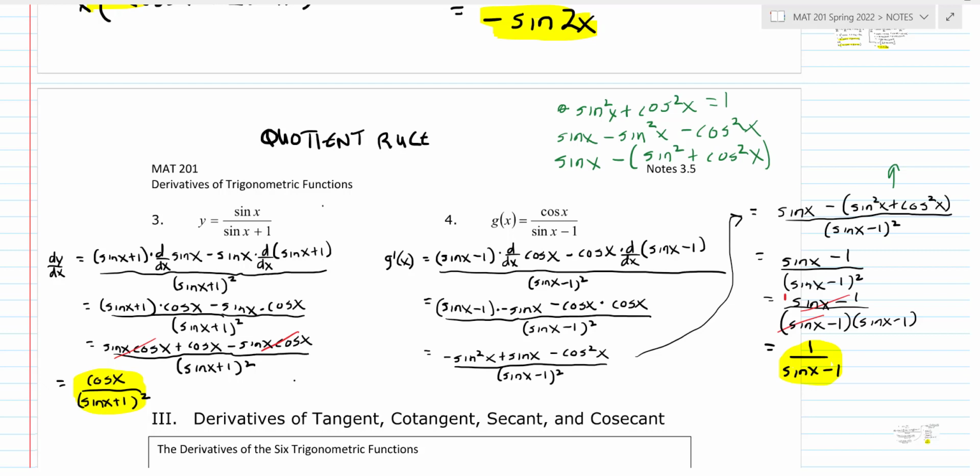And in the second part of the video, we'll look at the trig functions, the rest of them.